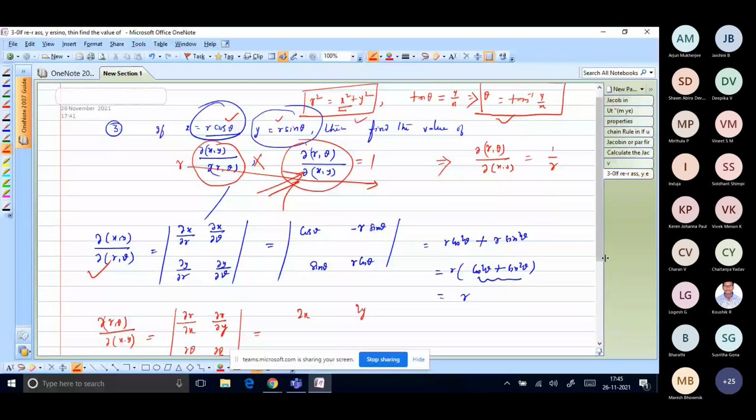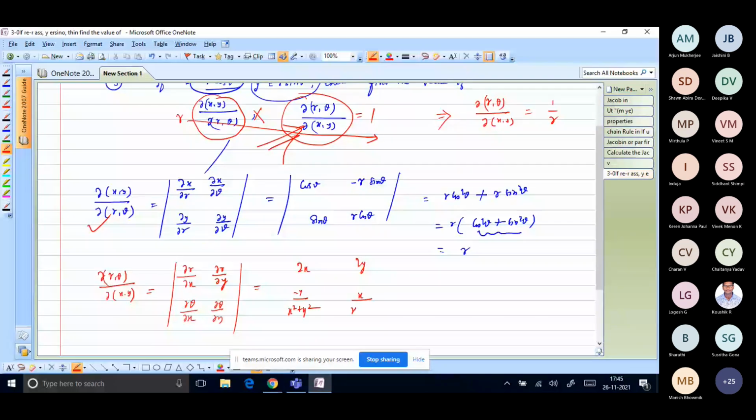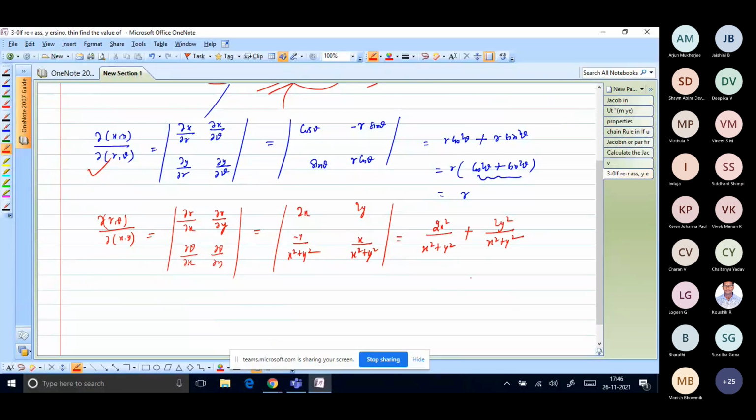Then del theta by del x, see, tan inverse is there. So first of all, 1 by x square plus y square, minus y upon x square plus y square. And here x upon x square plus y square. You find this. And now you multiply. So 2x square upon x square plus y square, minus minus plus, then 2y square upon x square plus y square. Okay, when you take the LCM, right?